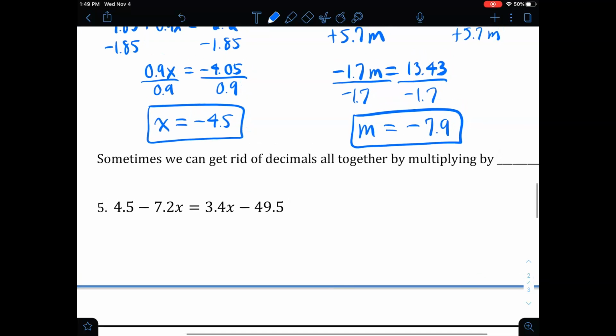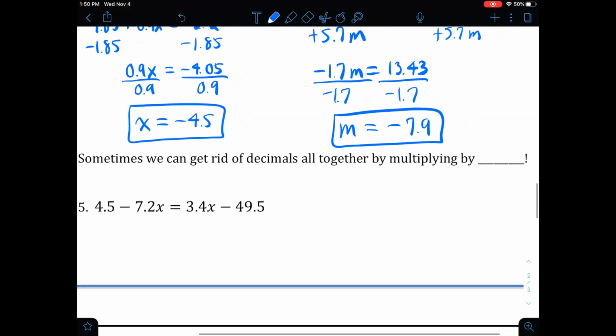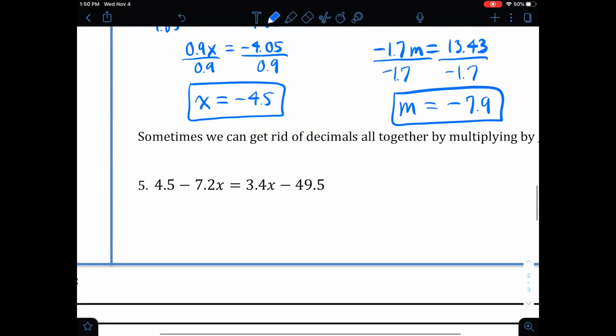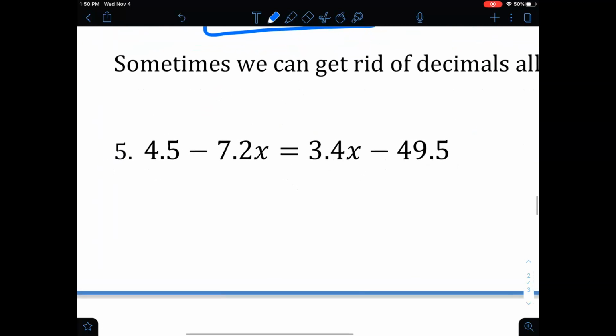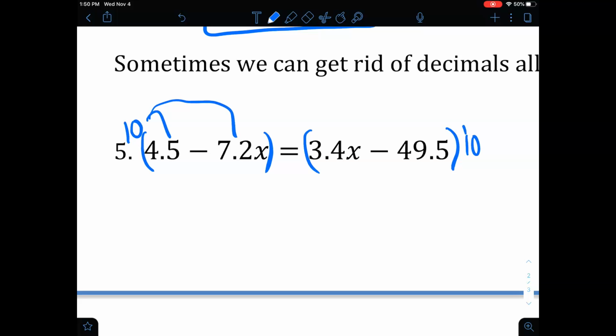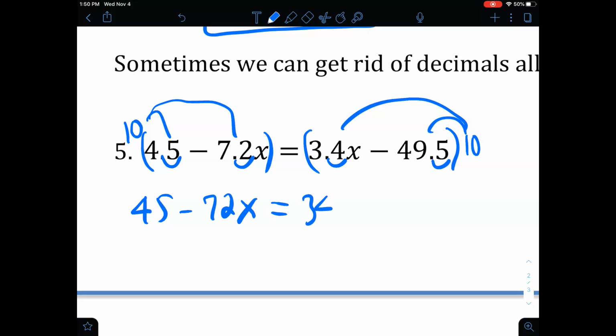All right, last example. Sometimes we can get rid of decimals altogether by multiplying by 10. So we have 4.5 minus 7.2x equals 3.4x minus negative 49.5. So instead of doing this, we can multiply both sides by 10, or any multiple of 10. You can do times 100, times 1,000. This is going to get rid of all the decimals, because you're moving the decimal 1 to the right for all of these, right? So we get 45 minus 72x equals 34x minus 495.